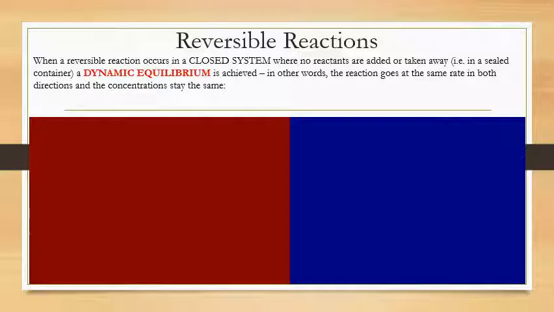It also means that the concentrations, say of this particular reaction here, of A, B, C, and D stay the same once dynamic equilibrium is met. Now you can move the position of the equilibrium to favor either reactants or products, and that depends on whether the reaction is endothermic or exothermic.